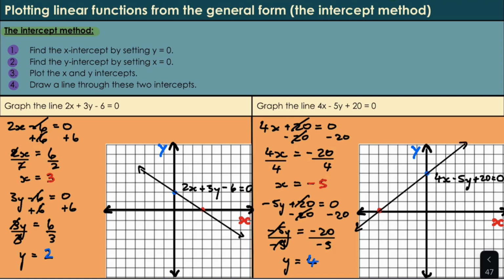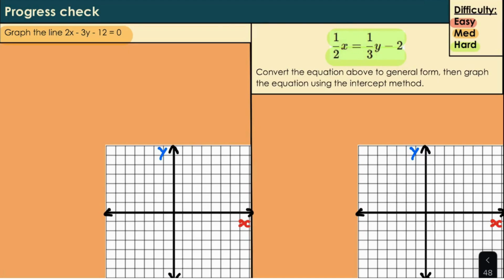And we're done. Progress check. Have a go yourself, then check your answers with mine. First up, graph the line 2x minus 3y minus 12 equals 0. To get the x-intercept, we make this y equal to 0.